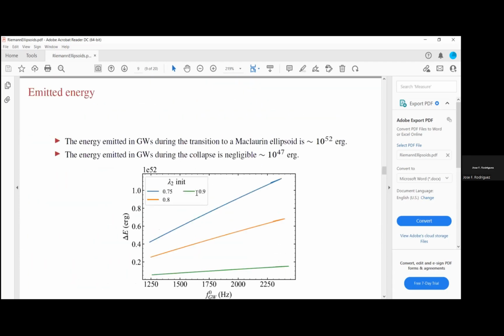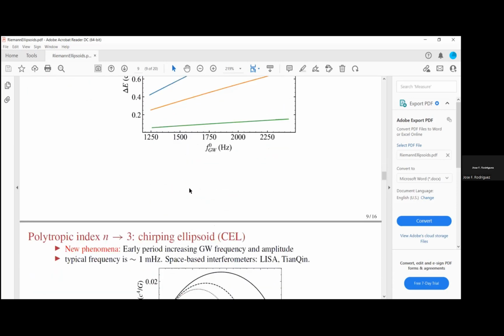Next, this is regarding the rotating ellipsoids modeling neutron stars. So the polytropic index can be between 0.5 and 1. Now we can go to another astrophysical scenario where we can model white dwarfs.